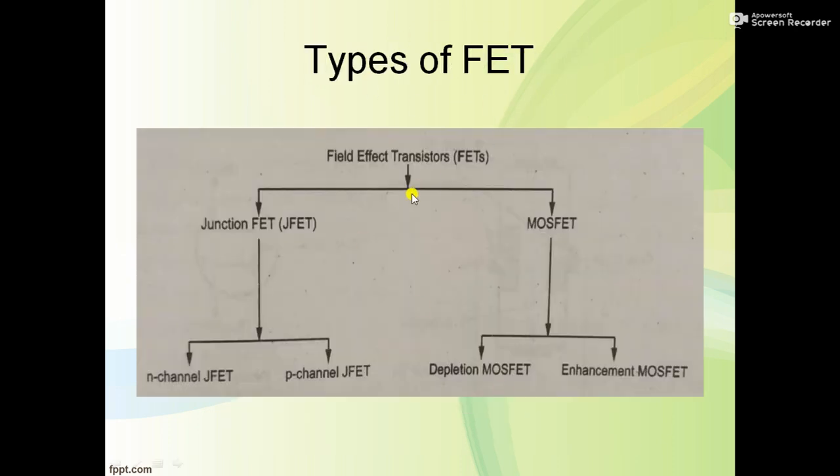Next, the types of FET. The FET is classified into two types. The first one is the junction FET, that is called JFET. Another one is the MOSFET, metal oxide semiconductor FET. And again, JFET and MOSFET are classified according to the type of channel: N channel JFET, P channel JFET, and depletion MOSFET and enhancement MOSFET. These are the basic classifications of the FET.